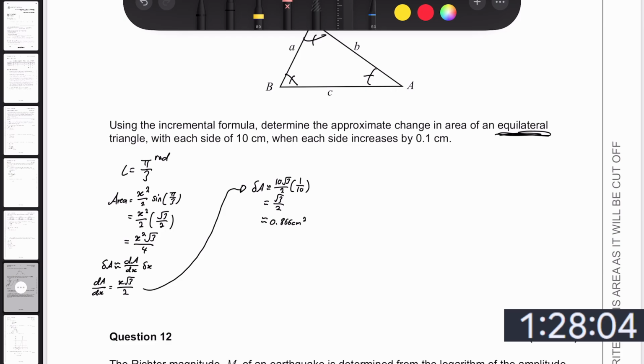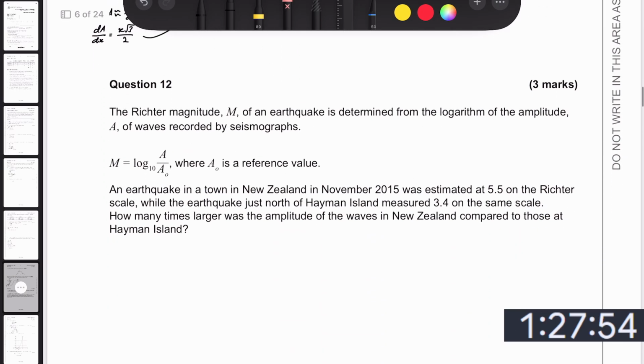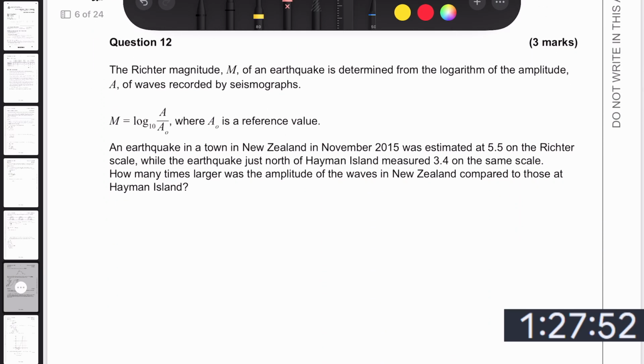Everything looks correct. Sine of pi on 3. Yeah, it looks so good. Okay, next question. A Richter scale. So logarithms. 5.5. 3.4. Oh, I'm already tired, Jesus. Okay.